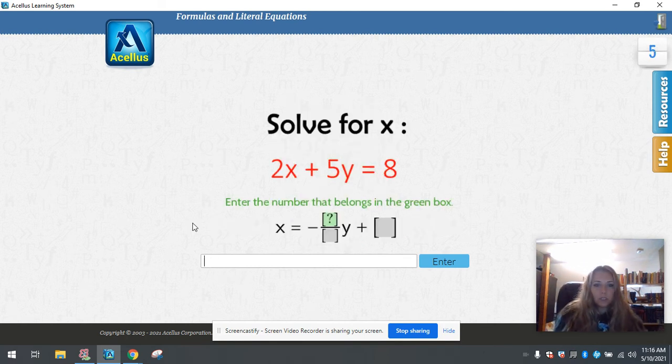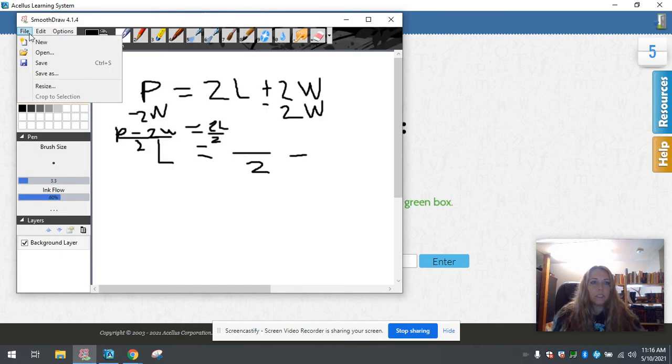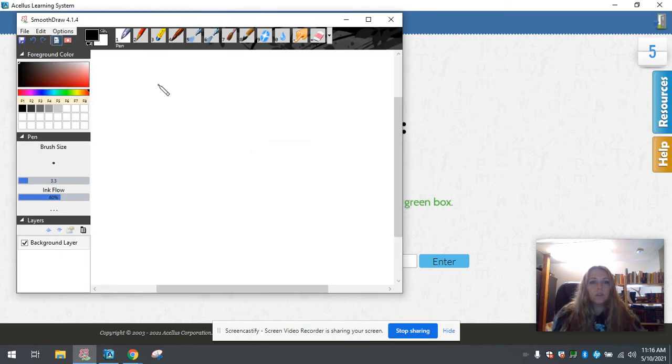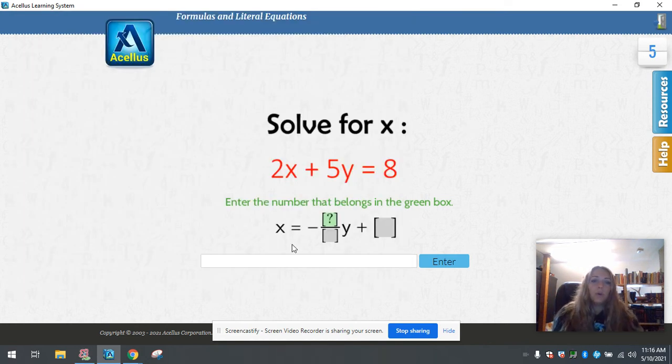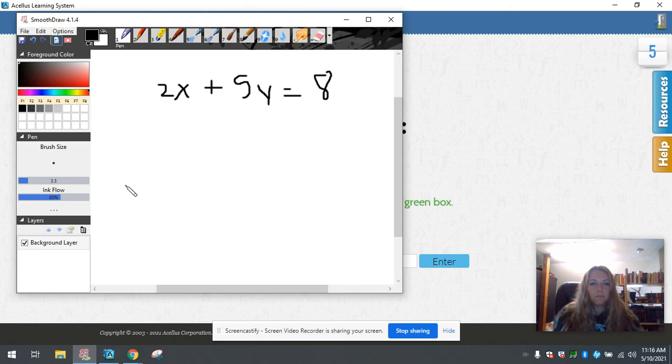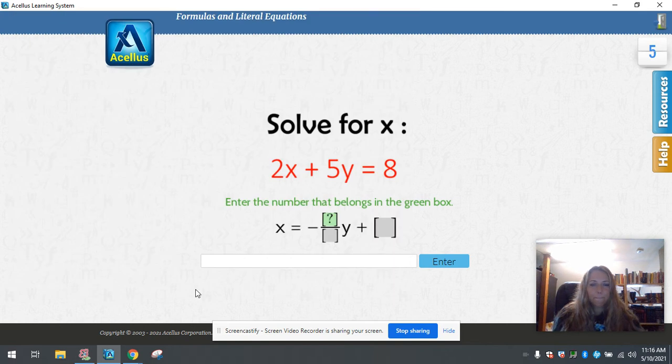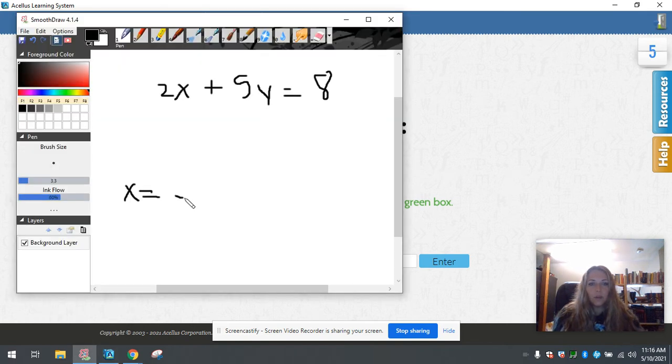Solve for x, 2x plus 5y equals 8. We're basically just kind of rearranging this equation. We want to know what x is equal to. So how do we get x by itself here? Negative some fraction times y plus 8.